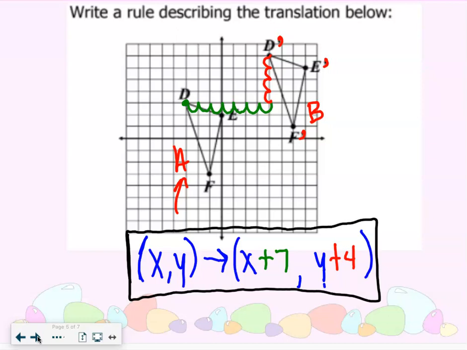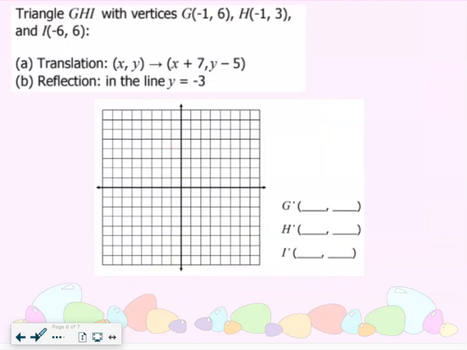And now we are going to do something that we haven't done yet because we haven't had the means to, but now we do. This time we're going to start with a triangle, and then we're going to transform it twice. We're first going to translate it, and then we're going to reflect it. We call this a composition of transformations, so just more than one. The process starts off the same. We're going to draw our original image, starting with drawing triangle GHI.